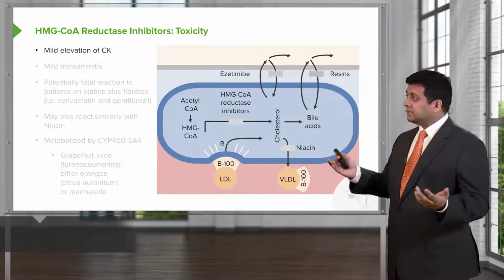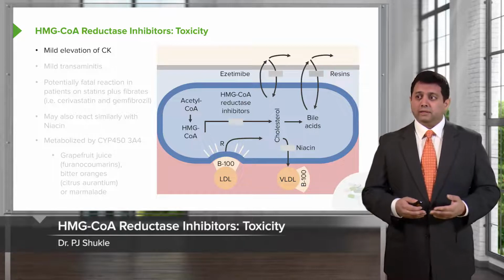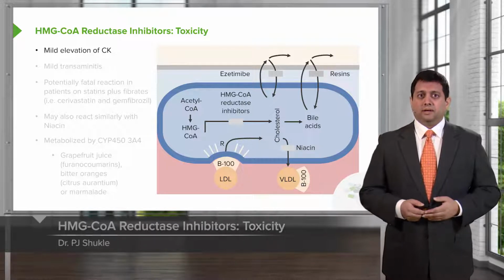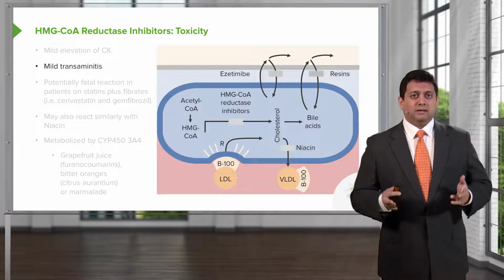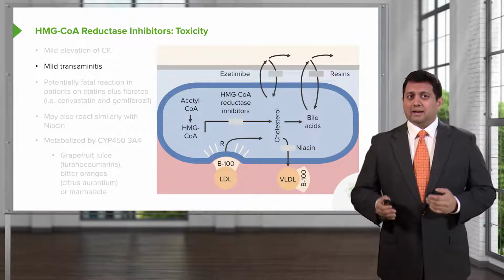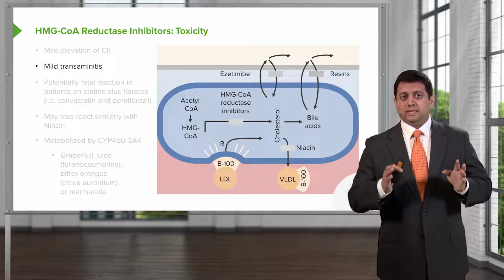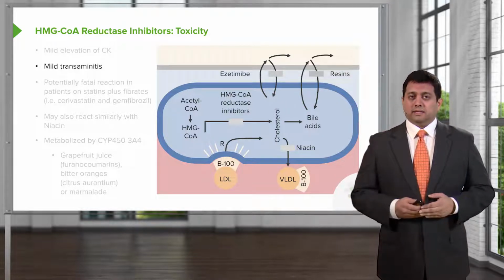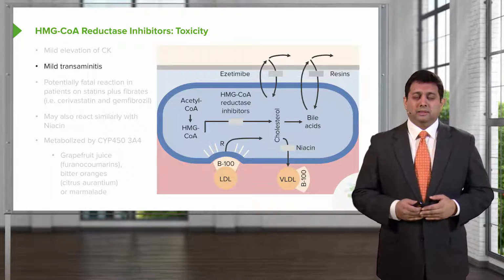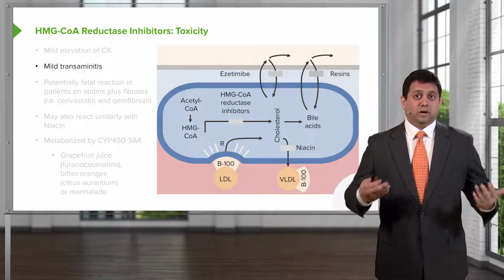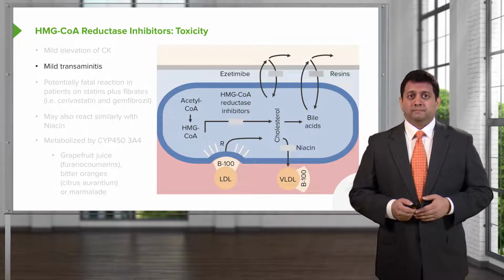Now, the toxicity behind these agents includes a mild elevation of the CK values. You might get a mild transaminitis. How mild is mild? Anything under 8 times the upper limit of normal is acceptable. Anything above that is concerning. Anything that shows more than 2 times the upper limit of normal is enough for me to be monitoring them at least once a month.